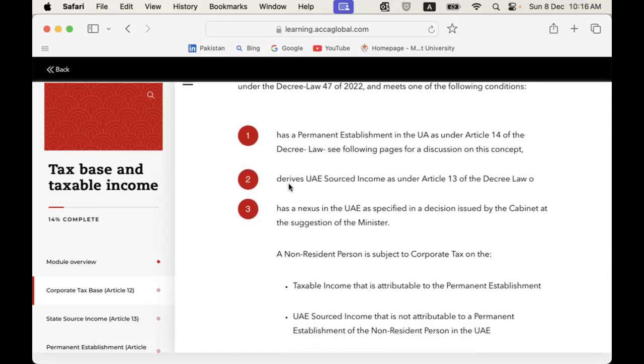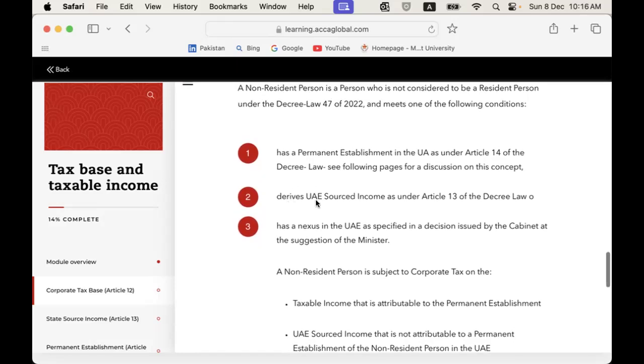The second criterion is that it derives UAE sourced income. In the last lecture, we had discussed a fine line of difference between income earned from a permanent establishment and UAE sourced income. Can anyone recall, Kalma, may I ask you, what is the difference between permanent establishment and UAE sourced income? A fine line of difference is there.